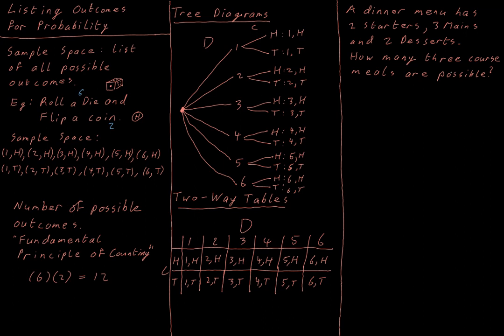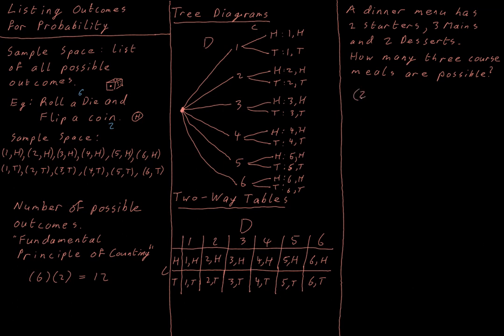Now let's do an example. A dinner menu has 2 starters, 3 main courses and 2 desserts. How many 3-course meals are possible? So I have 2 options and 3 options and 2 options. So I could get the first starter and the first main and the first dessert, or I could get the first starter and the first main and the second dessert, and so on. So how many possible outcomes would I have in total?